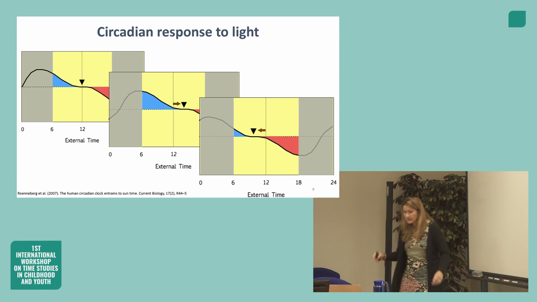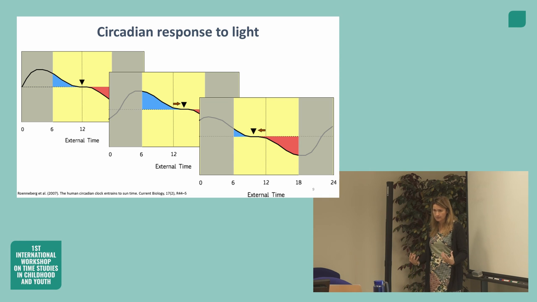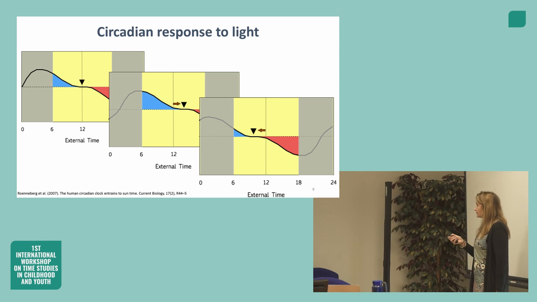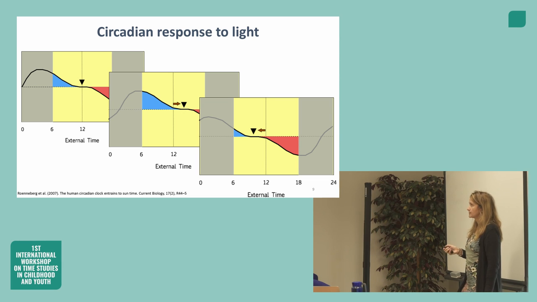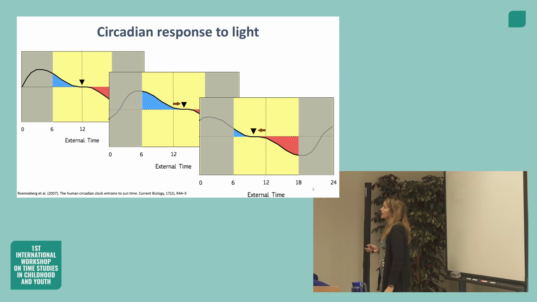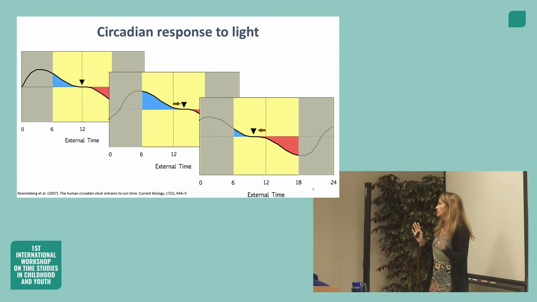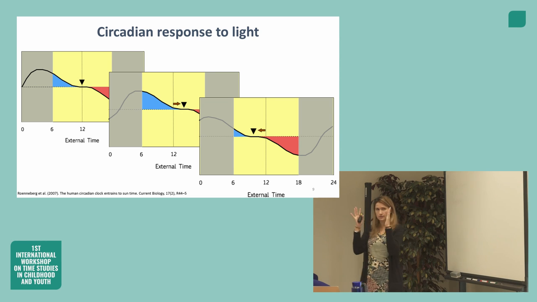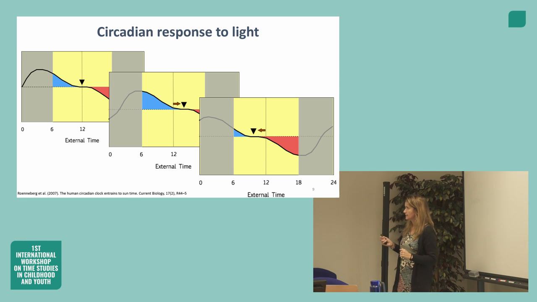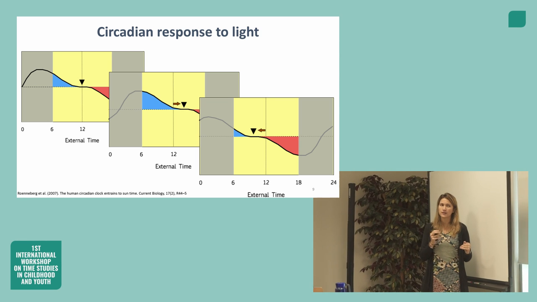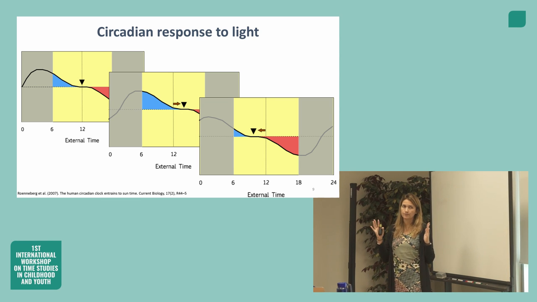So how do our circadian rhythms respond to light? This is the external time. This is light. This is the photoperiod in chronobiology. When you see a yellow bar, usually it's a photoperiod, and then the rest is night. When you are exposed to light during the day, your rhythm gets stricter, so you are kept on the 24-hour window. But when you have a lot of light in the morning, you can go to bed a bit earlier, okay?